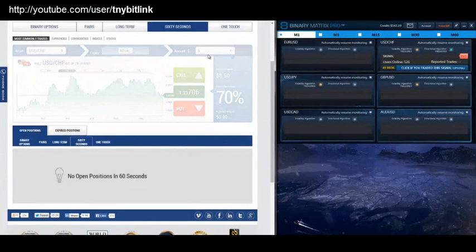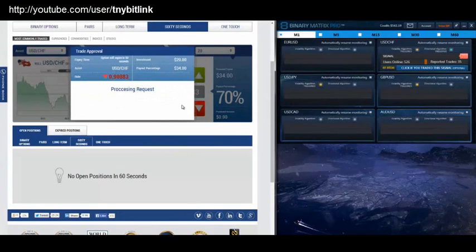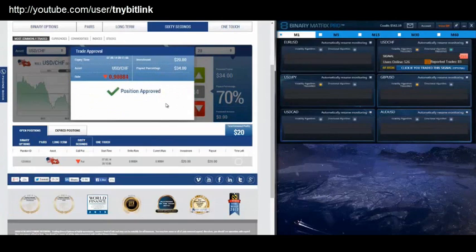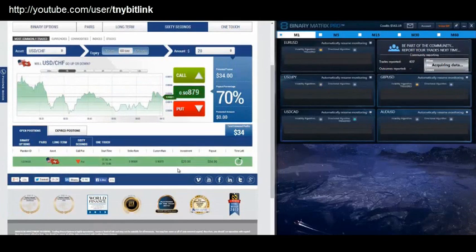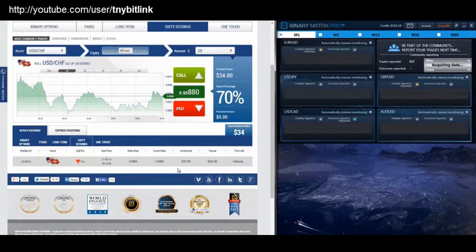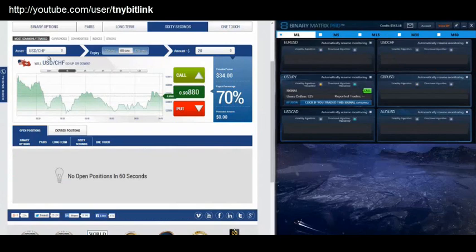All right, we've got a Swissy put signal. And position approved. What I love about binary options trading is you're just predicting the direction of the trade, not so much concerned with how much it moves. And we're looking for the price to go down, and it has. $34.